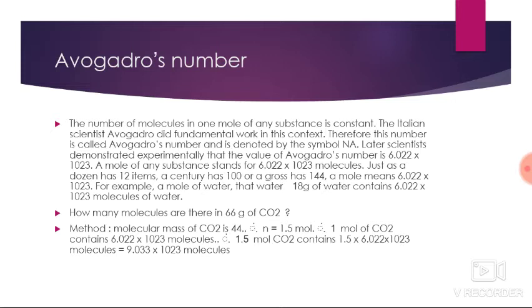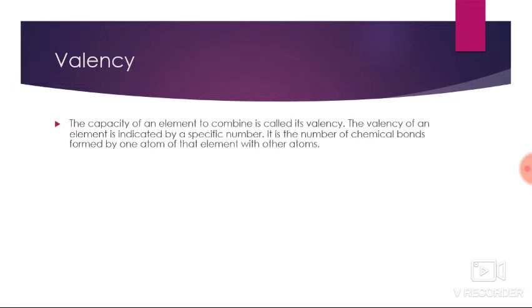Okay, now let's go to the next topic, which is valency. So what is valency? You have been learning about this in lower standards. I will just revise it. The capacity of an element to combine is called its valency. So every element has a capacity to combine, and that is its valency.